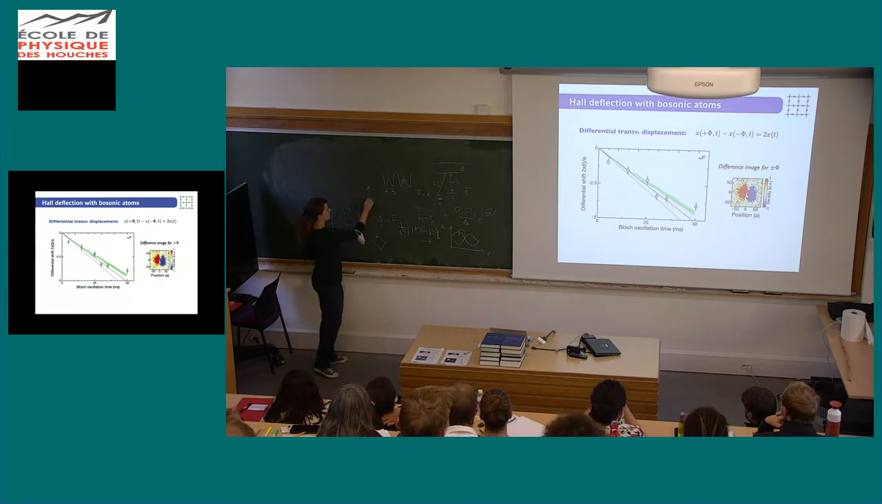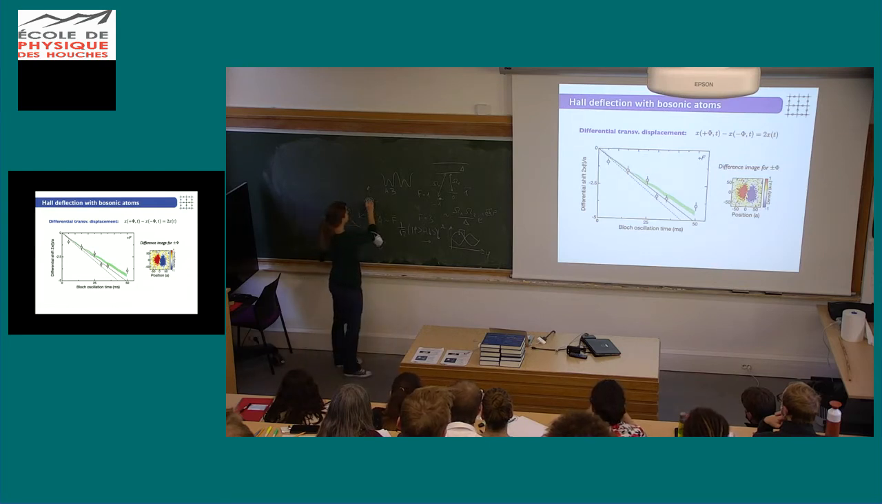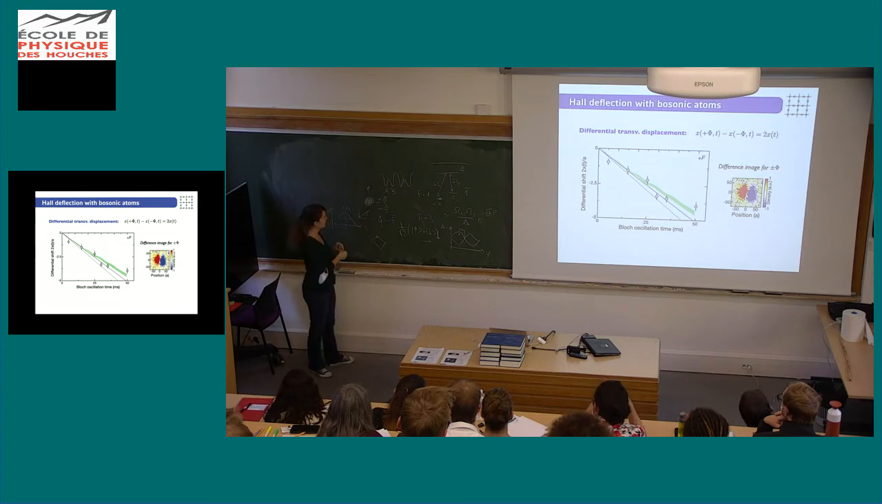If you would just take a snapshot of your cloud, this is very sensitive to any drifts of your experiment. So if you just take in situ snapshots, it will move. So what we do is we take a snapshot for plus phi and minus phi. We just reverse the direction of the force, which means the cloud moves in the opposite direction. And then we evaluate the difference between the two.